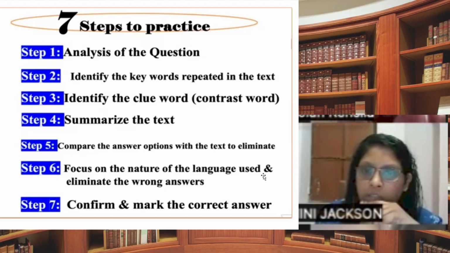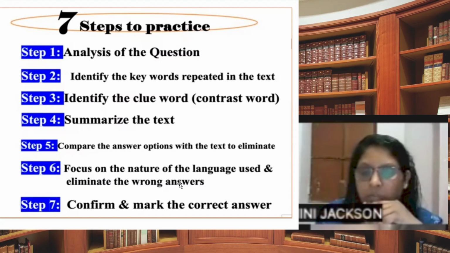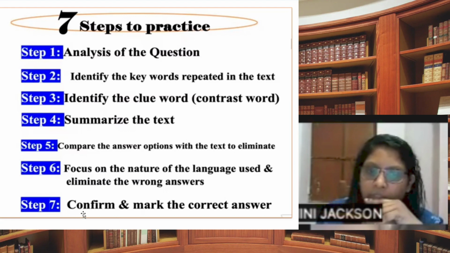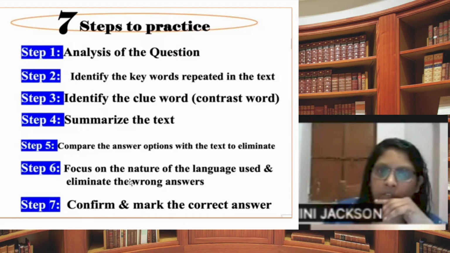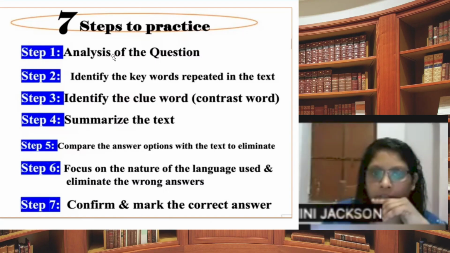Sixth, focus on the nature and language used. What type of language is used, like cause and effect language, or only the problems are mentioned, or an effect, or a solution is given, or advantages are given. What is given in the text, that we have to focus on. Then eliminate the wrong answers. Then the seventh one is confirm and mark the correct answer. According to this strategy, we can analyze the answer in an easy way.